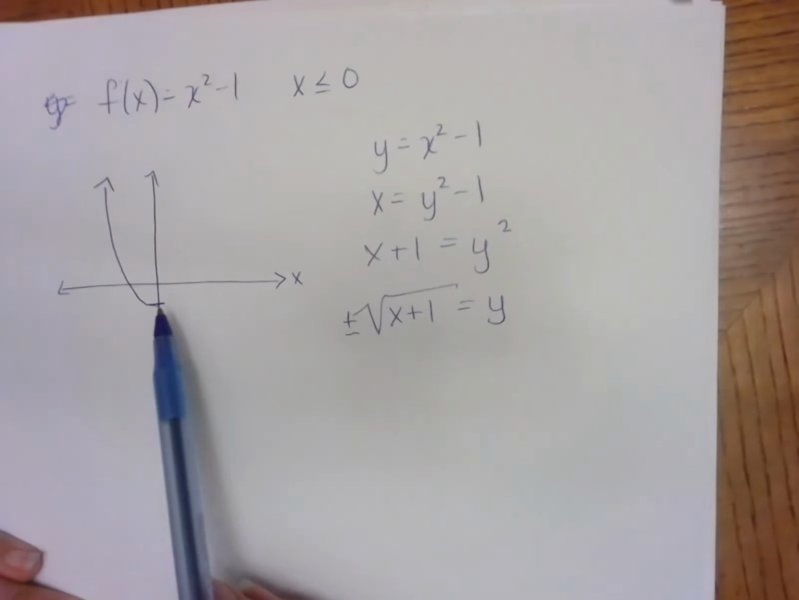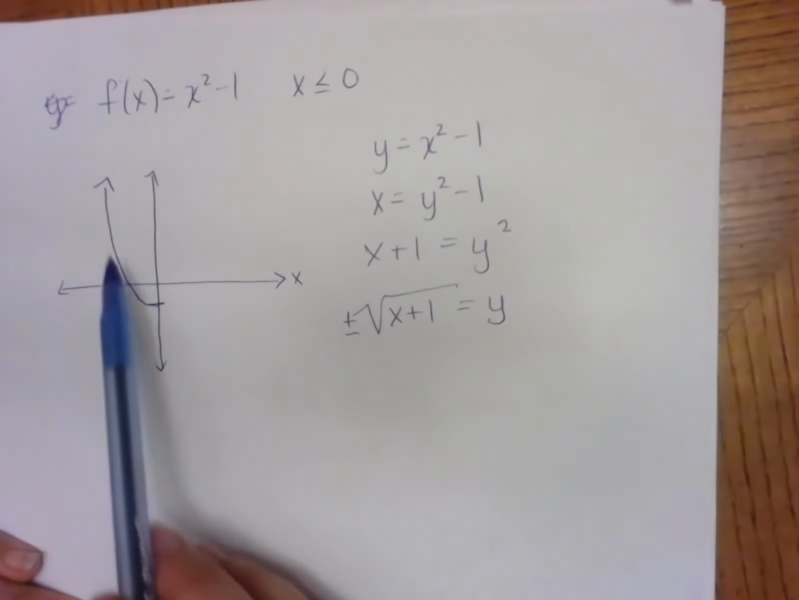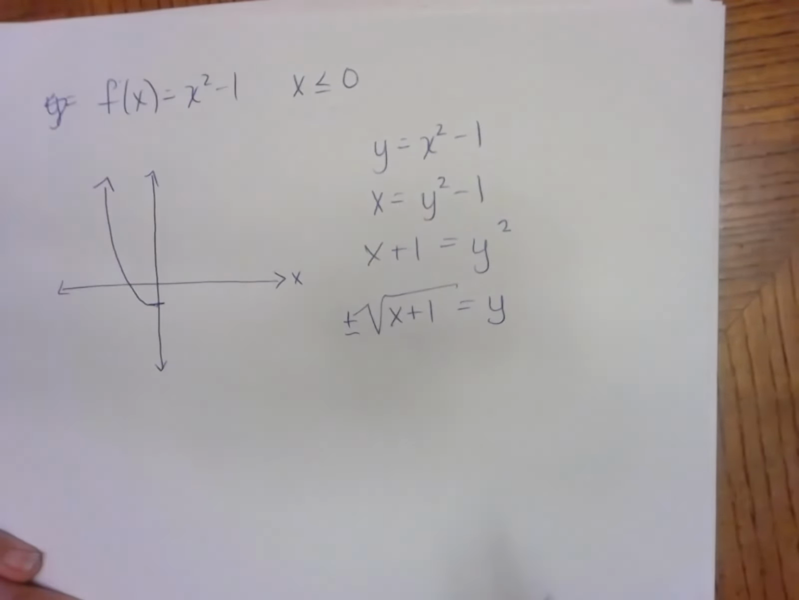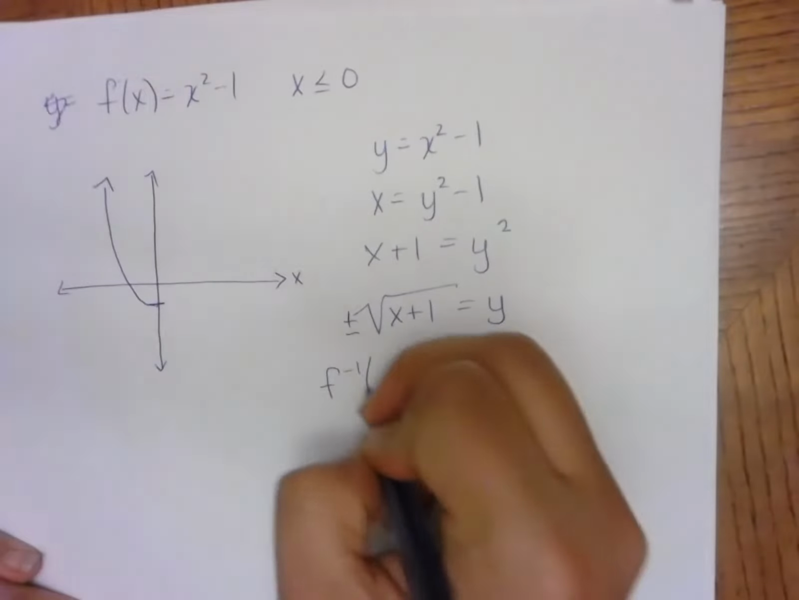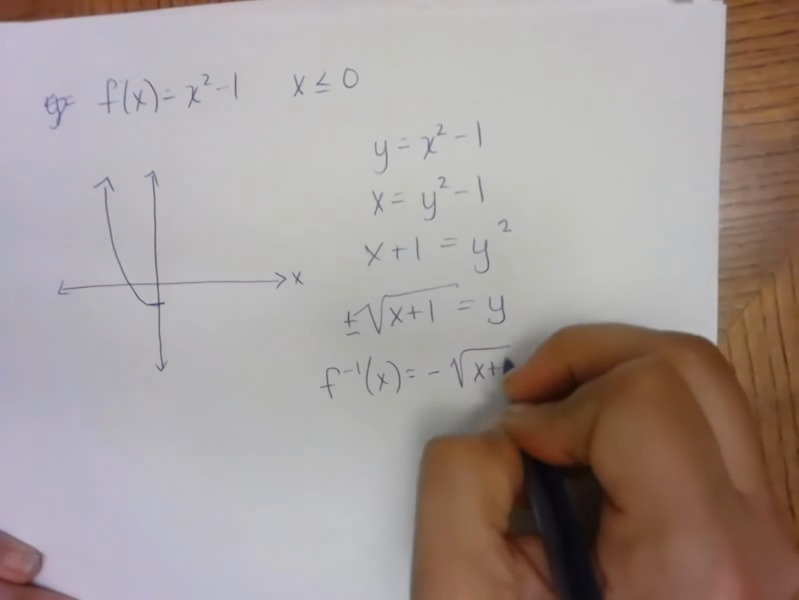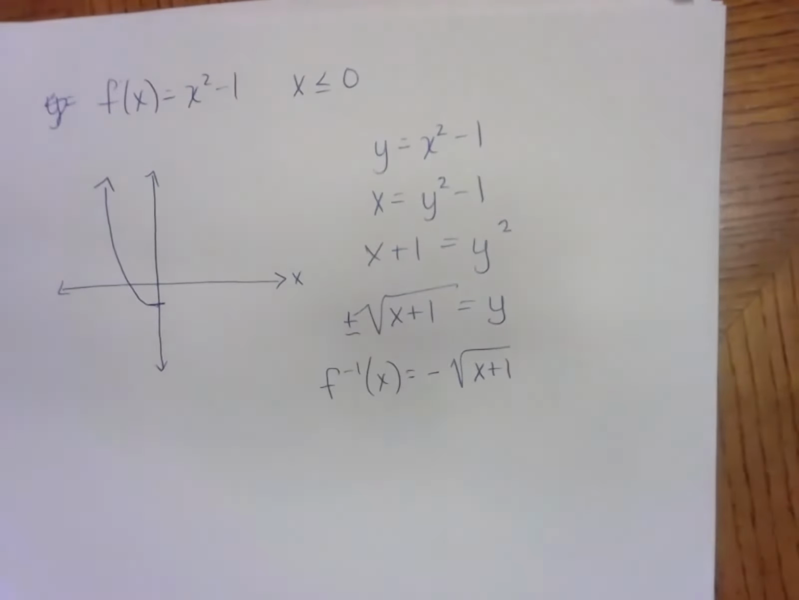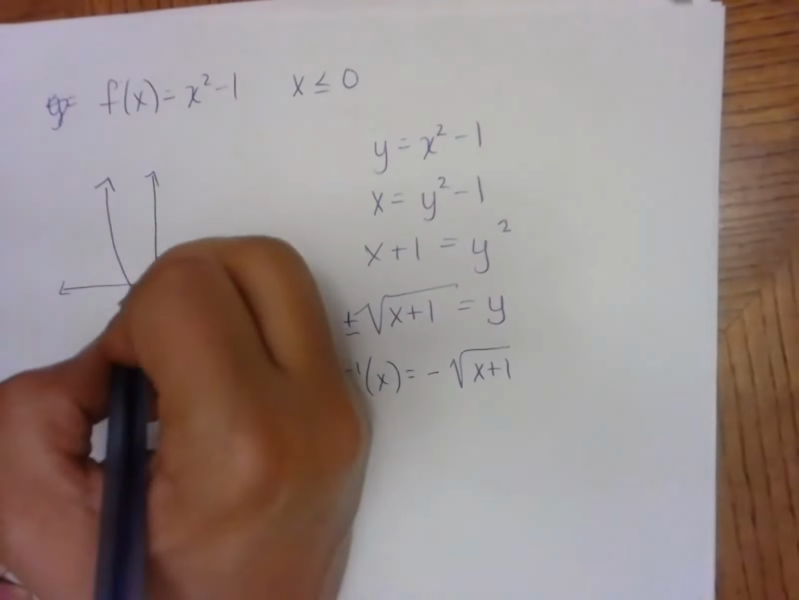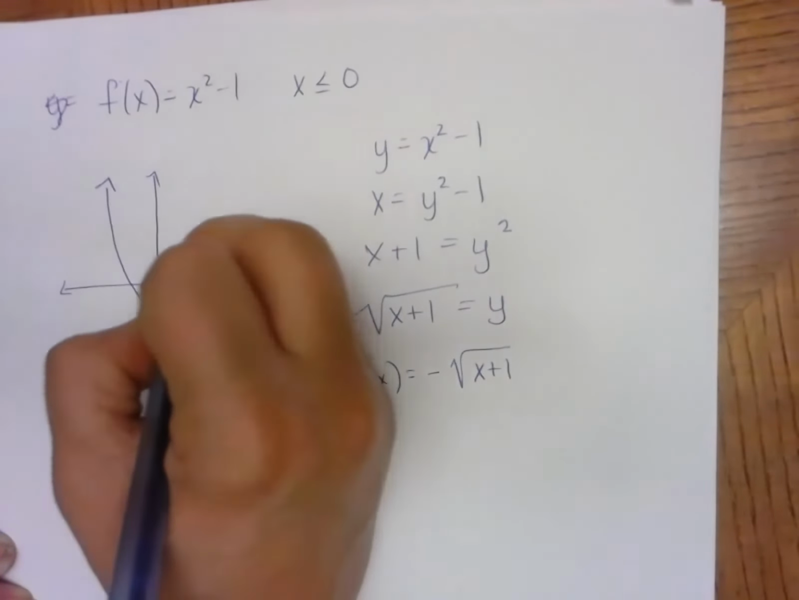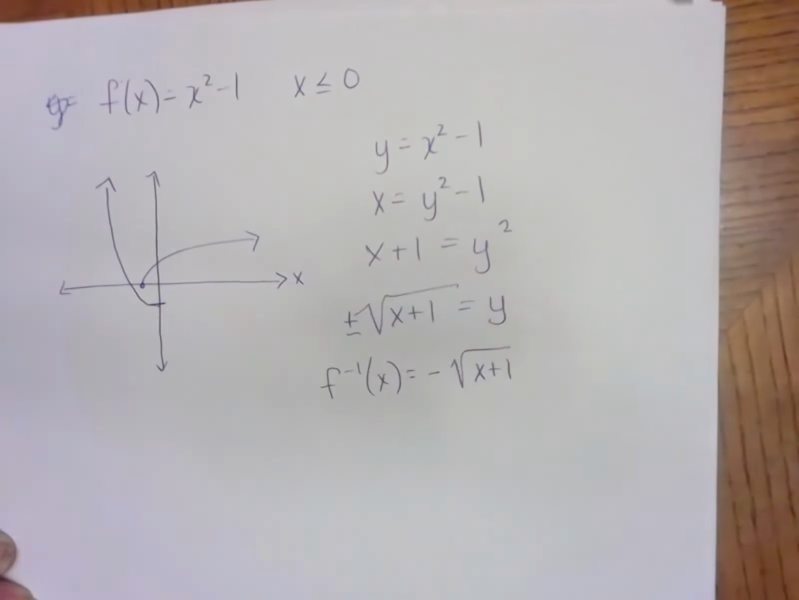But in this case, I'm using basically the negative values of x here. And that means I'm going to use my inverse, f inverse of x, is the negative square root of x plus 1. Right? So we already know how to graph this too. So if I put it on the same graph, I get something that looks like that.